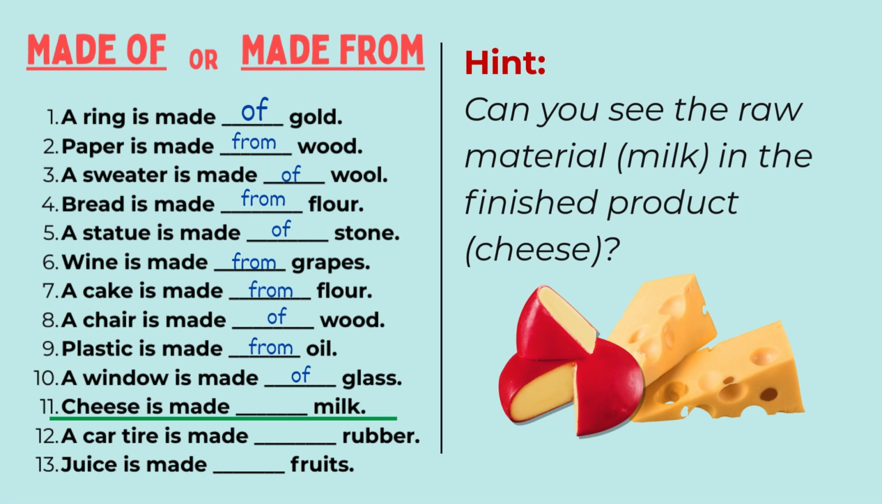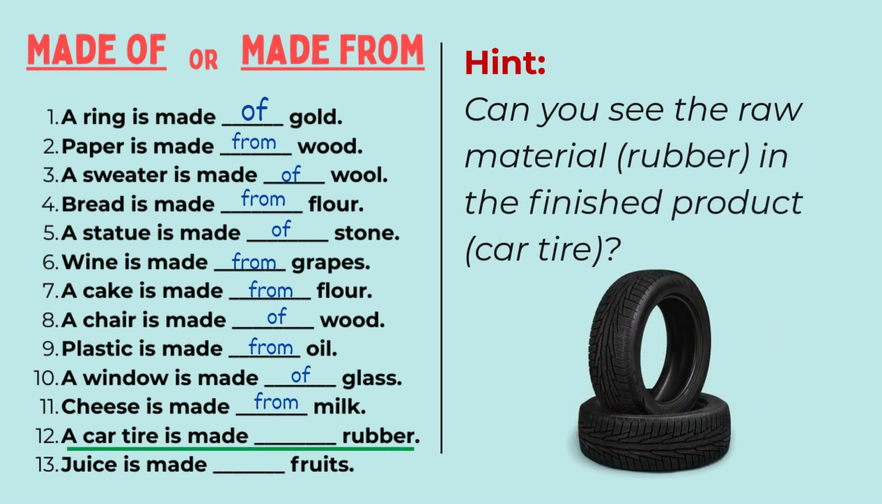Cheese is made milk. The milk is curdled, aged, and then transforms into a solid form and is no longer milk. This original material has been chemically changed. You cannot get the milk back from the cheese. So this would be from. Cheese is made from milk.